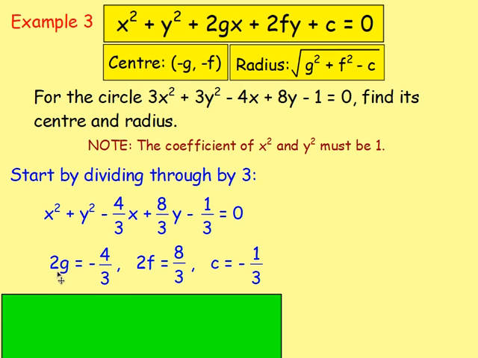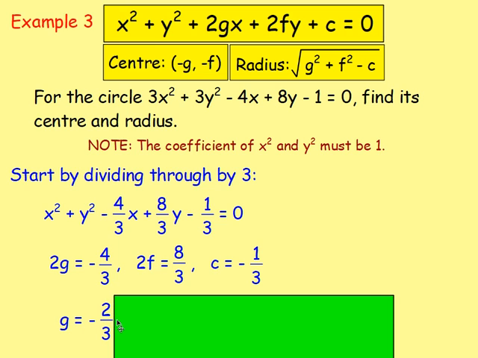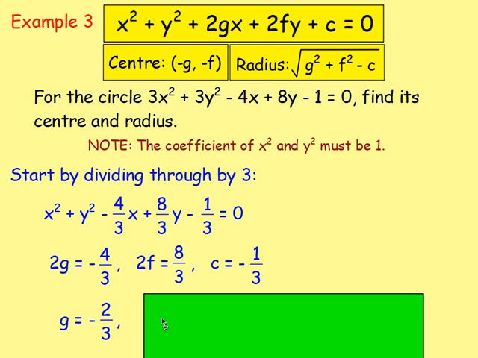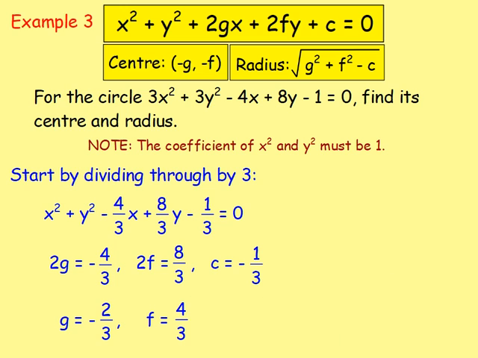Again, from there, half 2g and half 2f. So you know then that g on its own would equal, we've got negative 4 thirds divided by 2, which would give you negative 4/6. And remember, 4/6, you could simplify that to become negative 2/3. From 2f to go to f, again, you would divide by 2. So if you divide the 8/3 by 2, you're really putting a 2 in the bottom line there. So you'd have 8/6. And remember, 8/6 would simplify to 4/3. And c would just remain as that negative 1/3.